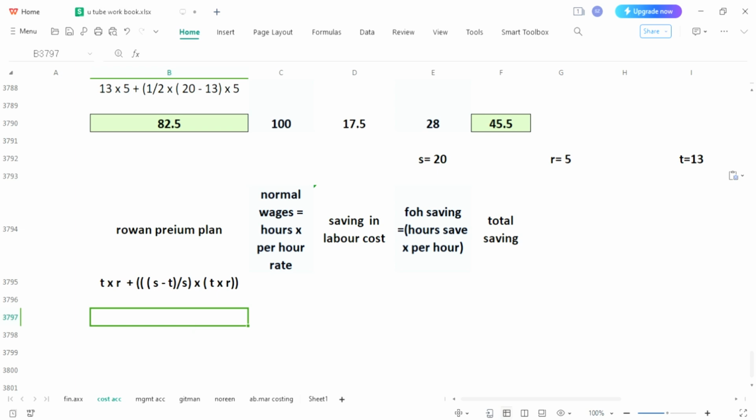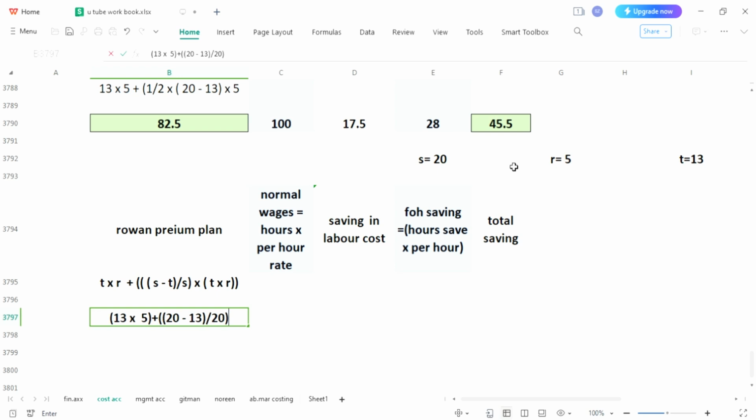Let's put inputs in the formula. First, time taken is 13. We can open bracket 13, and please follow this formula and these inputs. Time taken 13, and then you need to multiply small r, which is 5. Close your bracket, add, again open two brackets. S minus t, standard time is 20 minus time taken is 13. Close your bracket, divide it by standard time, which is 20.